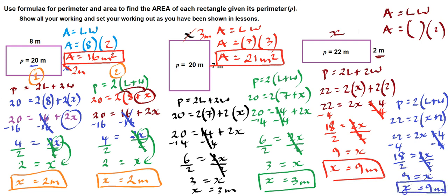So no matter which way you go, you're going to end up with x equaling 9, so we know that the length is now 9 meters. You substitute that into the equation, because we know what L is now. So area equals 9 times 2, which is 18 meters squared.